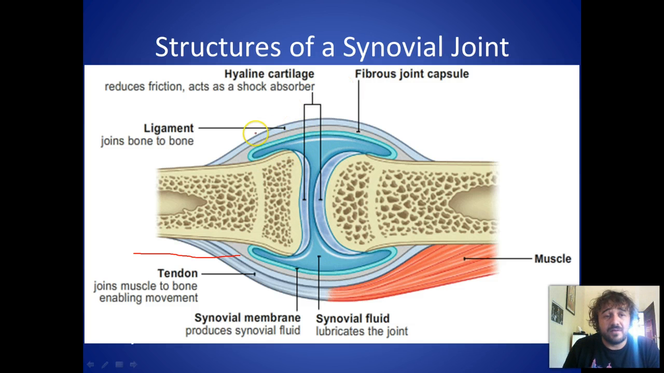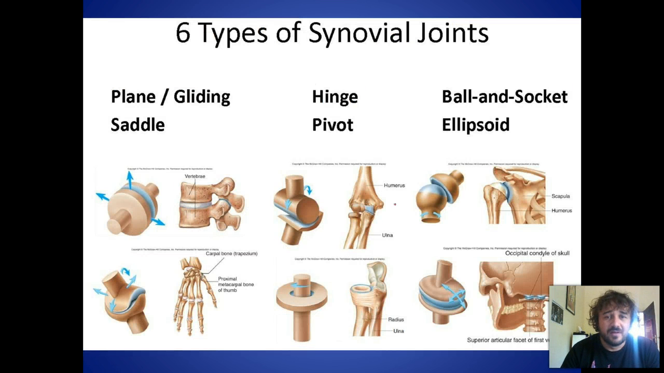And here we can see it all. You've got the ligament which goes across and joins them together, and here you've got the tendon that comes across this way. There's synovial fluid inside there. There's your cartilage, the shock absorber. And have I forgotten anything? No, there's the membrane which produces it, and there's the muscle.